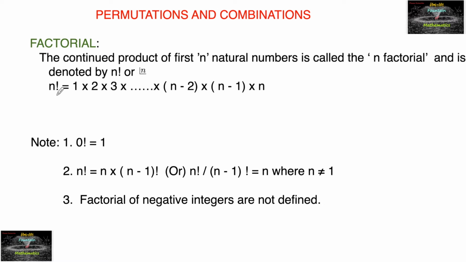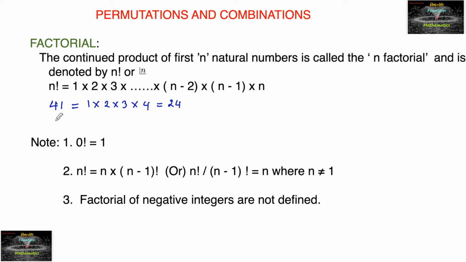So n factorial is equal to 1 into 2 into 3 and so on up to n minus 2 into n minus 1 into n. It's a continued product. For example, what is 4 factorial? 4 factorial is the product of the first 4 natural numbers, 1 into 2 into 3 into 4. 4 threes are 12, 12 twos are 24, 24 into 1 is 24. So this is the 4 factorial value.